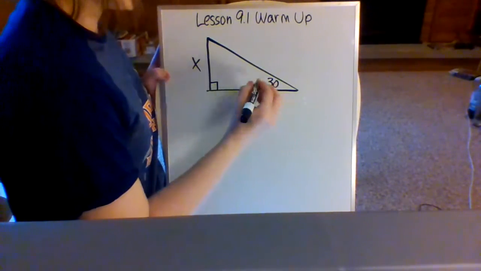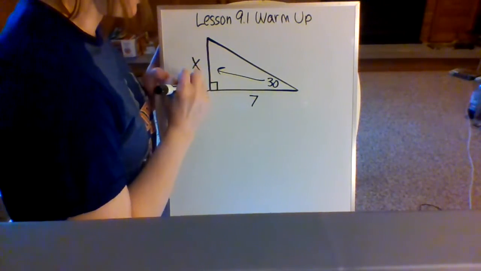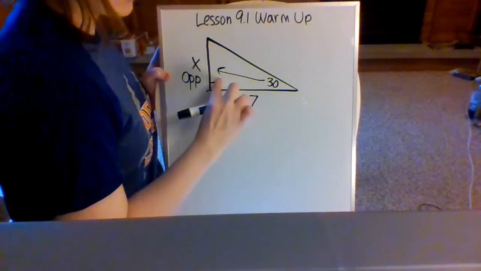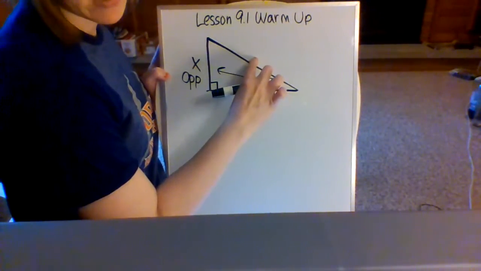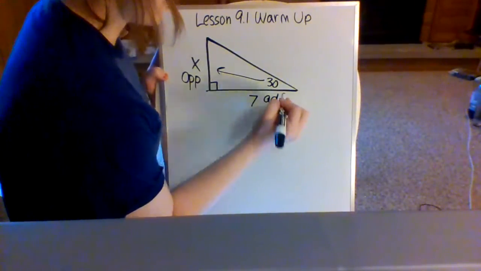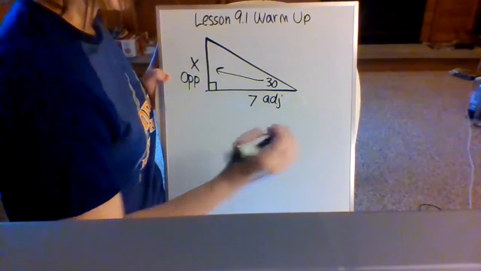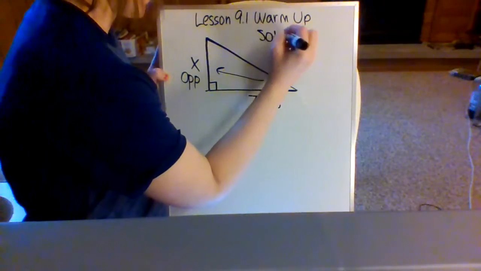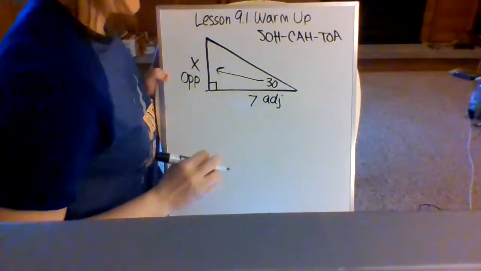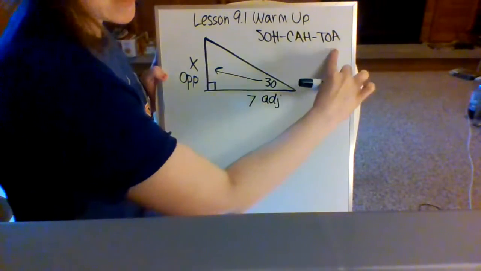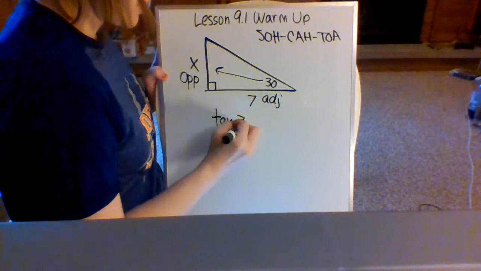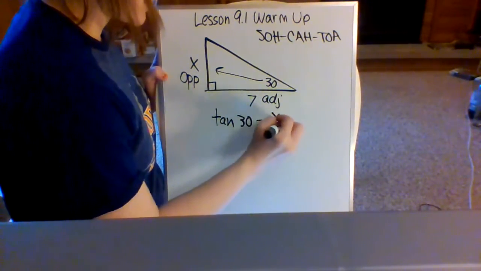Here's our angle 30. This would be the opposite side. And this is the adjacent side because we don't have the number opposite the 90. So we're not going to use hypotenuse. We're going to use adjacent. Okay? So if you remember SOH-CAH-TOA, opposite and adjacent is tangent. So we're going to use tangent 30 equals x over 7.